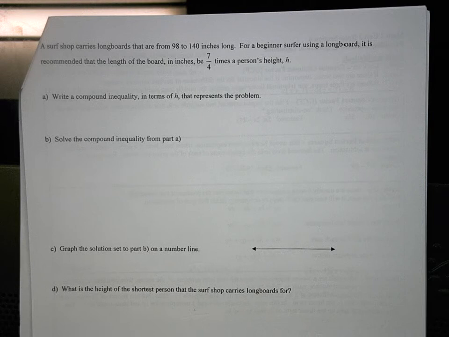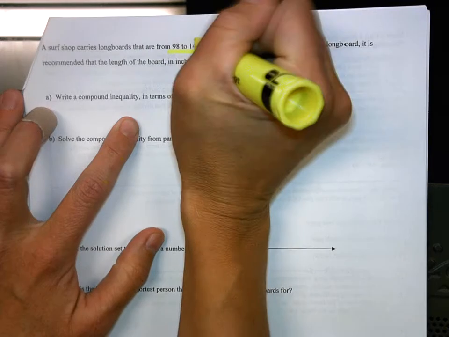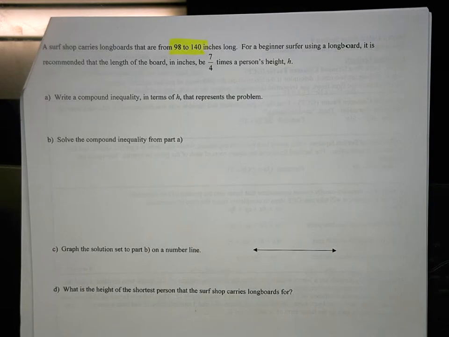A surf shop carries longboards that are from 98 to 140 inches long. Okay? I like to highlight important information. So, could the longboards be 90 inches long? No. Where are they going to be between?